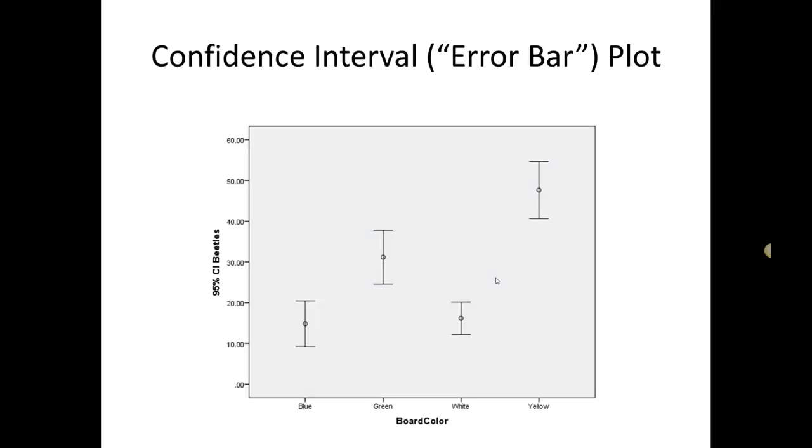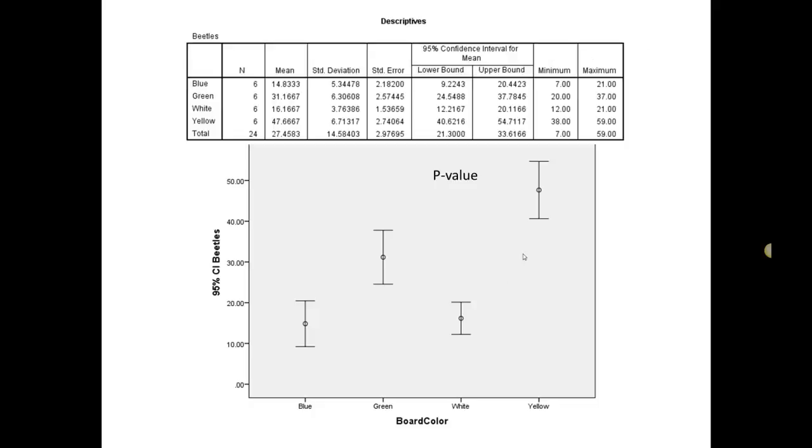All it's doing is graphing each of those confidence intervals. To give you an idea of what it's doing, here's the information that we got from the descriptives. If you look at the first one here for blue, the confidence interval went from 9.2243 to 20.4423. So this graph is basically a graph of the 4 different confidence intervals that we have here. The reason for that is that looking at those confidence intervals, we can tell which colors are different from each other. So we're essentially looking for confidence intervals that overlap and don't overlap.